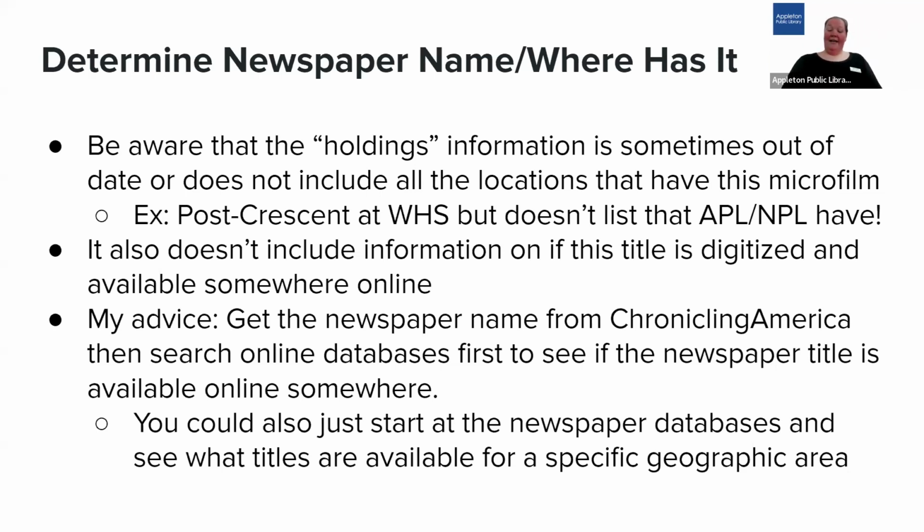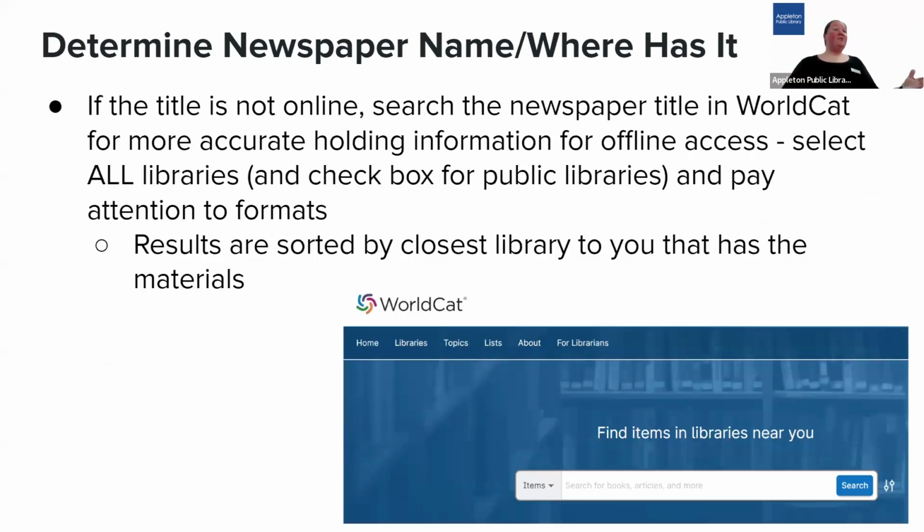Because not everything's online, nor will it probably ever be in our lifetimes. If you don't find the title online, what you can do is search the newspaper title in what's called WorldCat. This is a world catalog of a lot of libraries around the world. Not every single library is included in WorldCat, unfortunately, but it has some more accurate title information, or information on what years they might have, and information on how to access it offline especially.